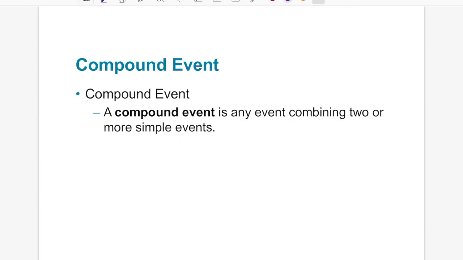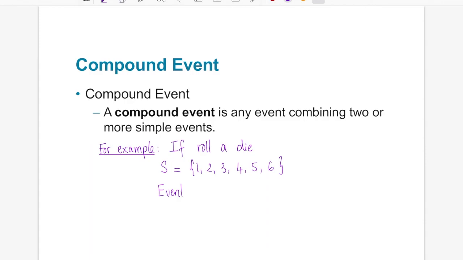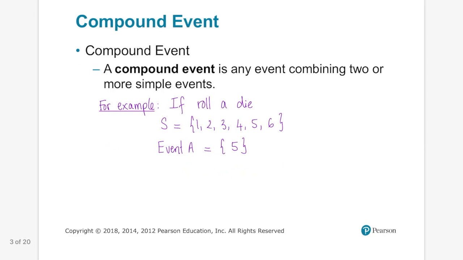For example, if I roll a die, my sample space will be 1, 2, 3, 4, 5, and 6. My event A will be the event of getting a 5. And event B will be the event of getting even numbers, which is 2, 4, and 6.